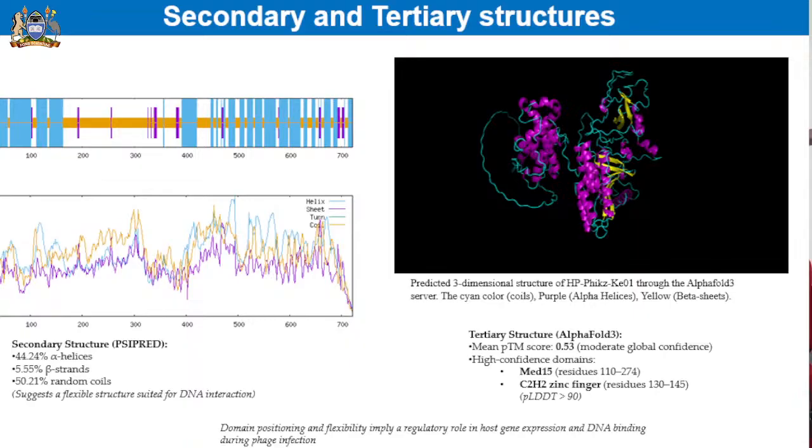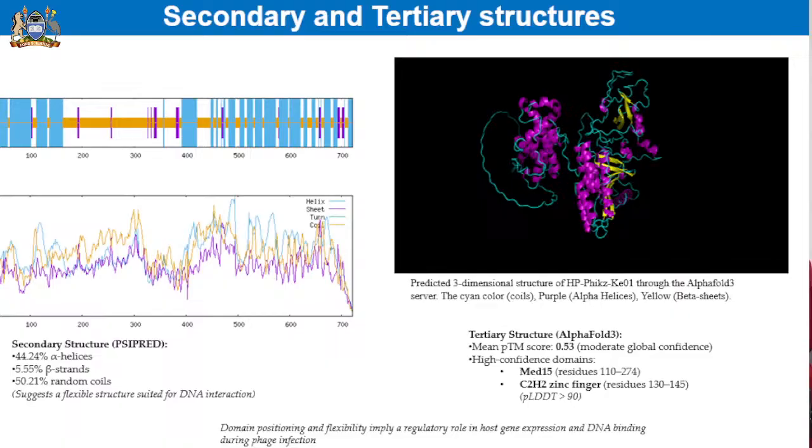Let's continue. In secondary and tertiary structures, this is where we use artificial intelligence to model. By having the amino acid arrangement, the artificial intelligence can model the folds of that protein. And you cannot use artificial intelligence without validation. After you model the folds, the secondary structures show that it has 44.24% alpha helices, 5.55% beta strands and 50.21% random coils. If they are random coils, that means this protein is quite flexible, and if it's quite flexible, then it's suitable for the dynamism of binding.